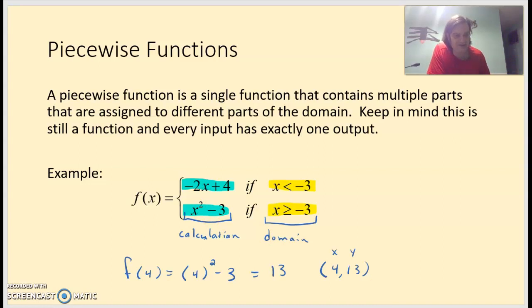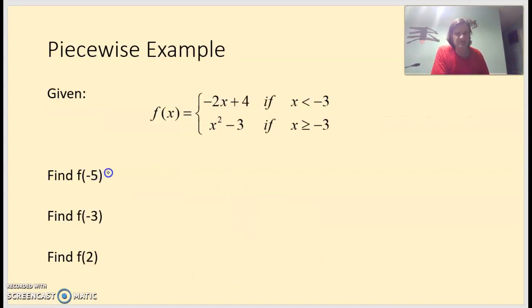Okay, let's go to this same one, but let's use some different numbers. I've got the same piecewise function, and we're going to plug in negative 5. We come over here and say, is negative 5 less than negative 3? The answer is yes. So we'll plug it in the top one, which is negative 2x plus 4. When we plug negative 5 in there, we get 14. So be careful with those signs.